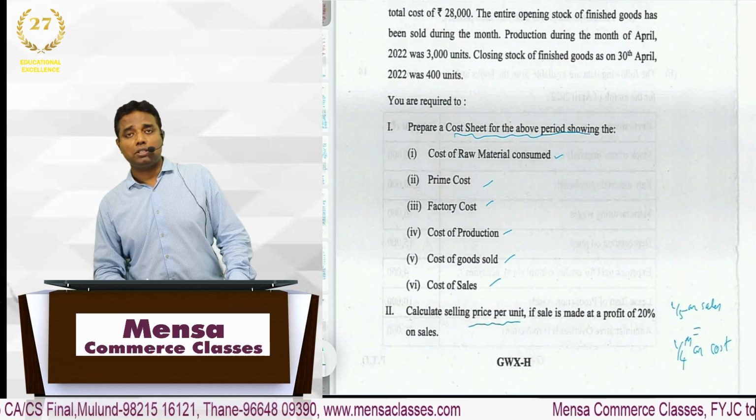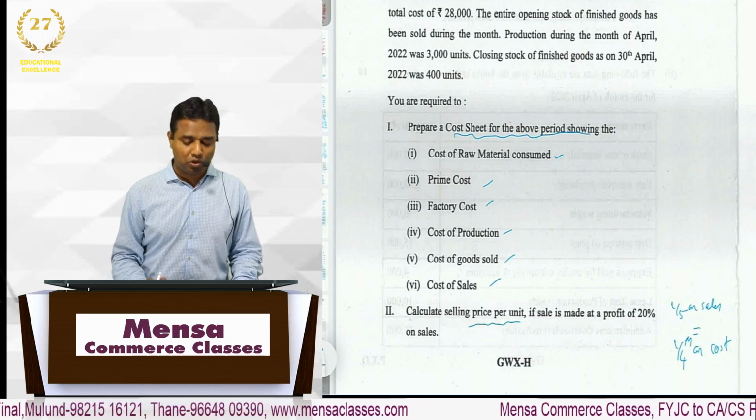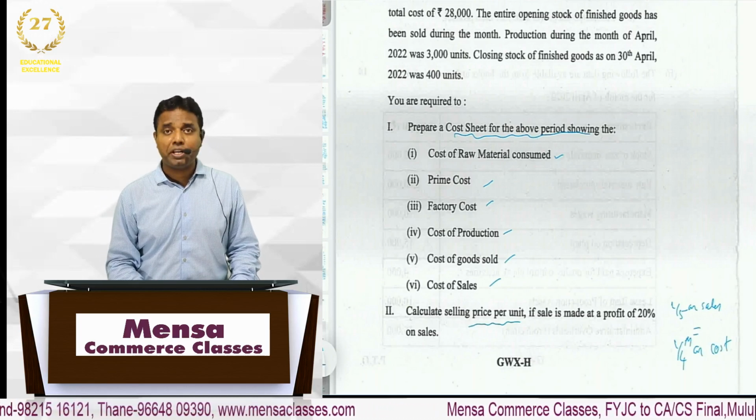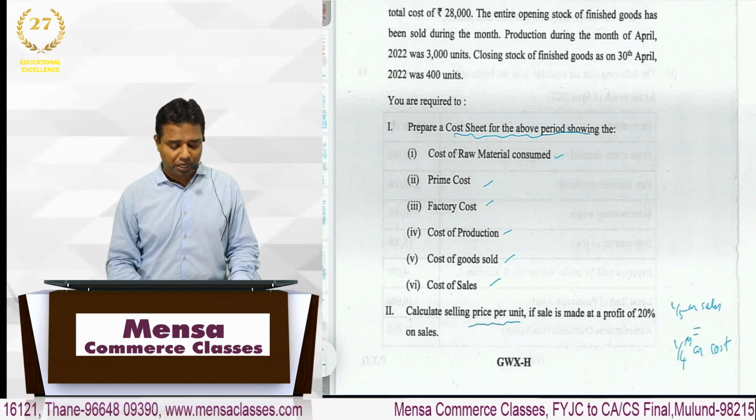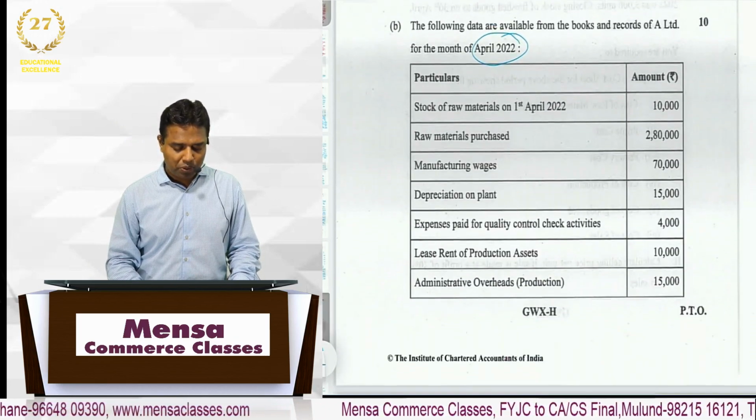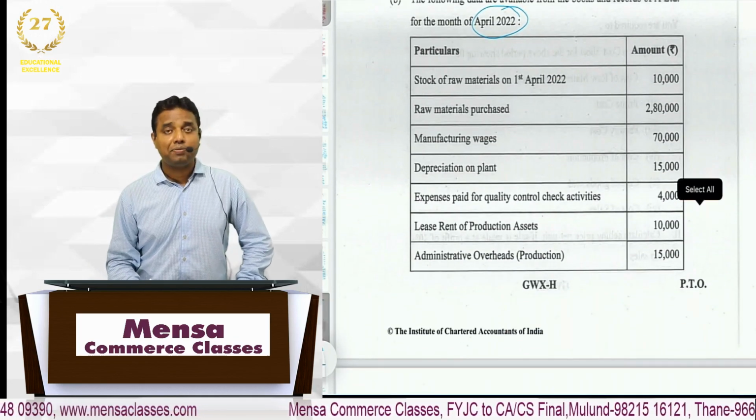1/4 on cost, correct? 1/5 on sale is 1/4 on cost. Fine. So cost sheet, in short, you are supposed to make a cost sheet. So let's think of how do we do it. So let's do the classification.